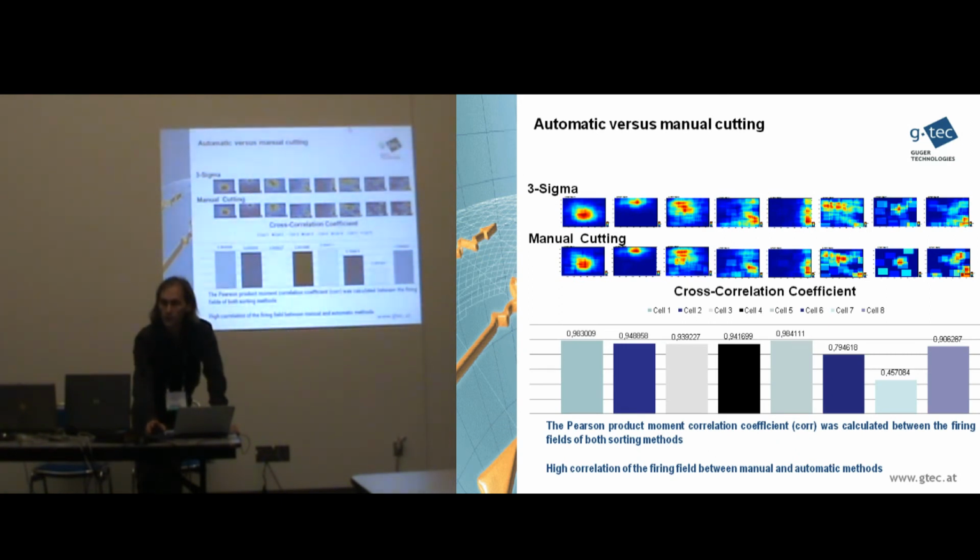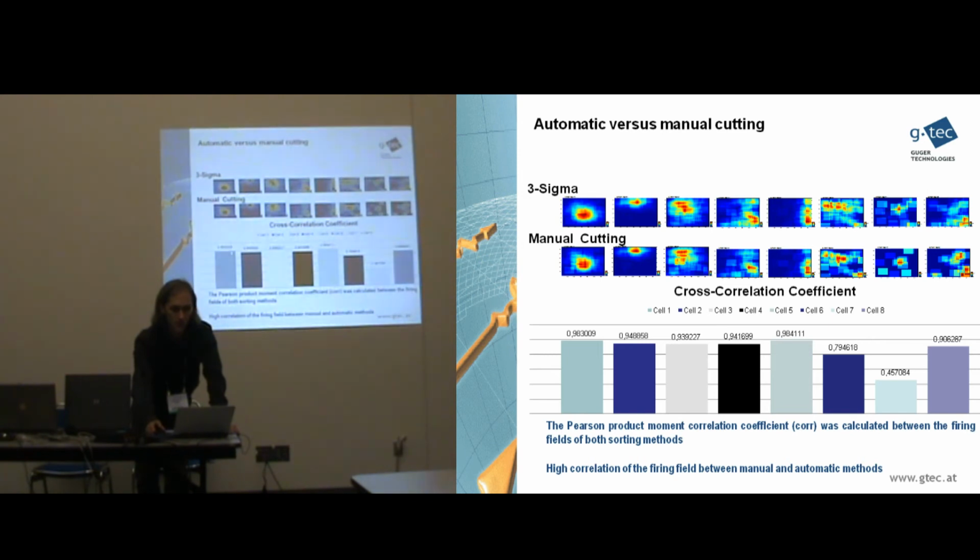For the real-time position reconstruction, it was also important to have a real-time spike sorting algorithm available, which performs as well as the manual spike sorting. So what we did is we calculated the firing fields for the manual sorting of the 8 cells again. Then we used this 3 sigma method, which I will explain a little bit later on. We recut the cells automatically, and you can see that the firing fields are matching very well. So it's a quality measure of our 3 sigma real-time spike sorting algorithm.